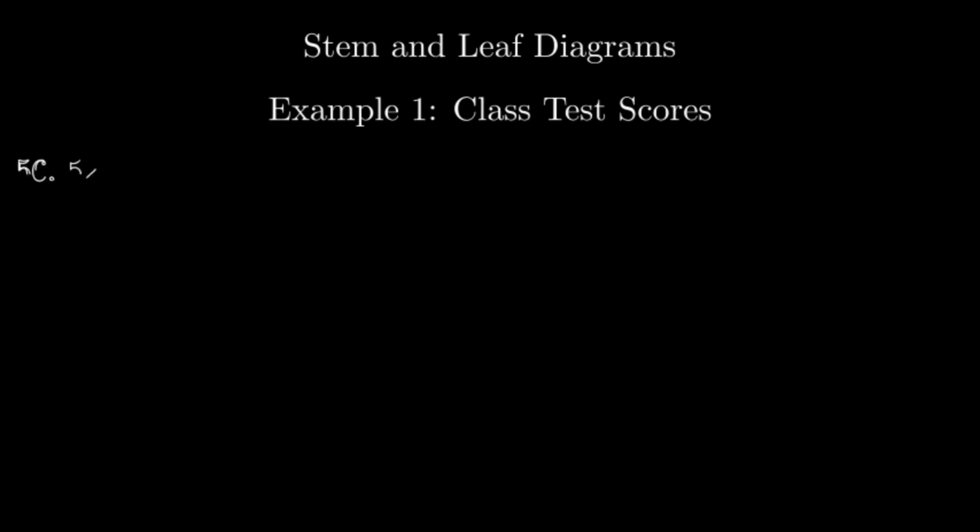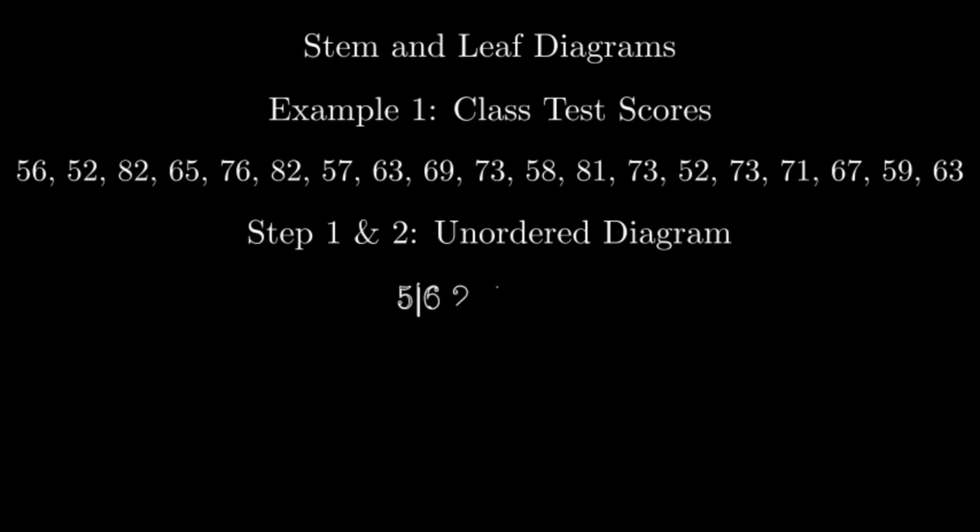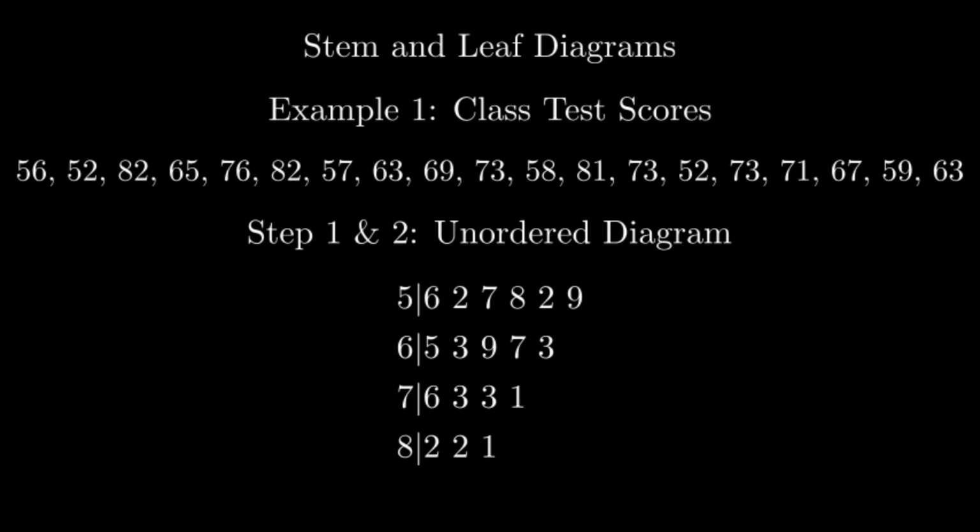Here are the marks scored by pupils in a class test. It's just a list of numbers. Let's organize it using a stem and leaf diagram. The stem is the leading digit, or digits of the numbers, and the leaf is the final digit. First, we write down the stems. Our scores are in the 50s, 60s, 70s, and 80s, so our stems are 5, 6, 7, and 8.